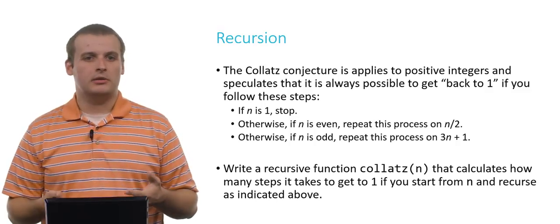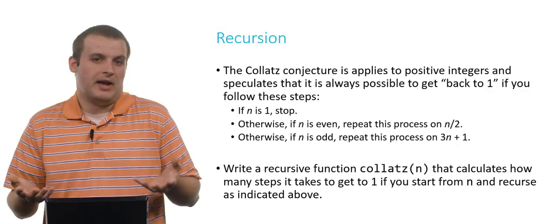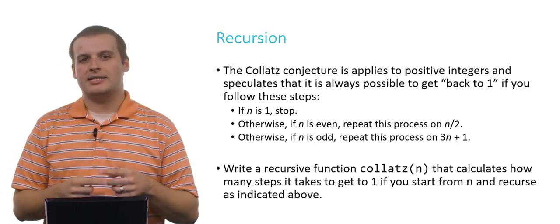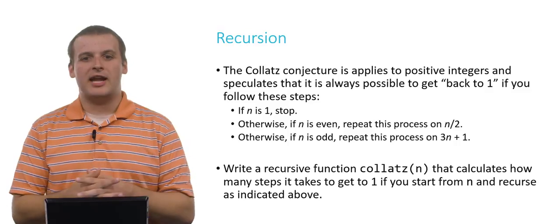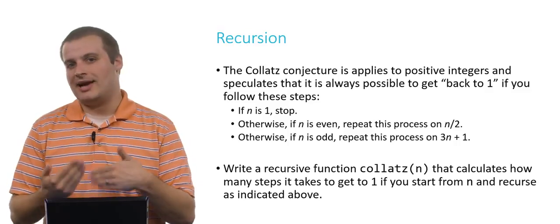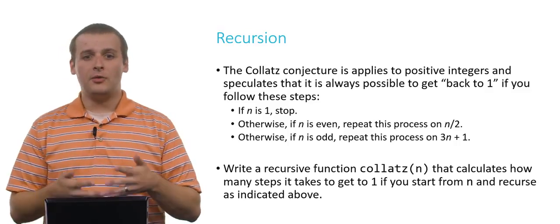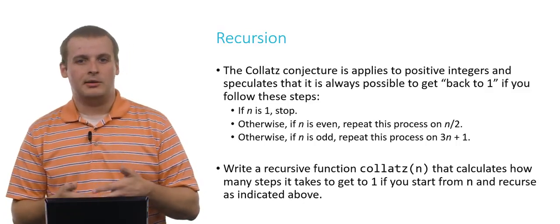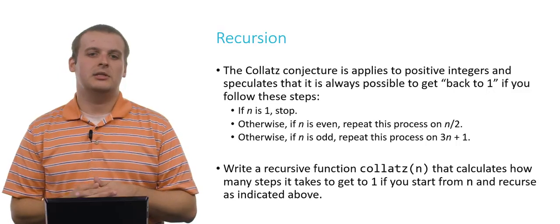If n is 1, stop. We've got back to 1 if n is 1. Otherwise, go through this process again on n divided by 2 and see if you can get back to 1. Otherwise, if n is odd, go through this process again on 3n plus 1, or 3 times n plus 1.